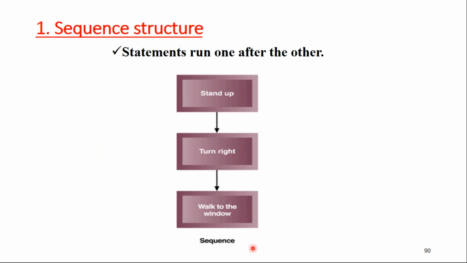Now, sequence structure. Statements run one after the other. If you are here and want to reach there, you need to move from this box to that box: stand up, turn right, walk to the window. These are the steps you need to follow if you want to reach the window.